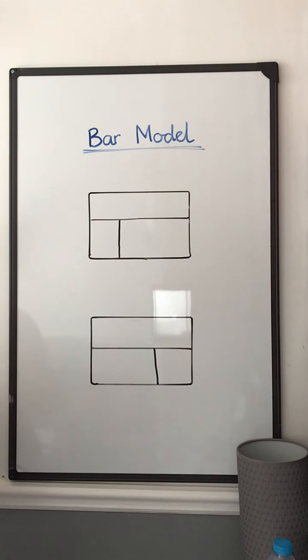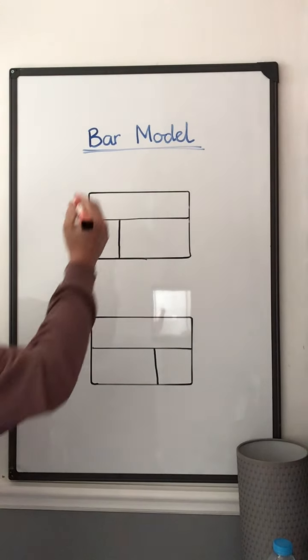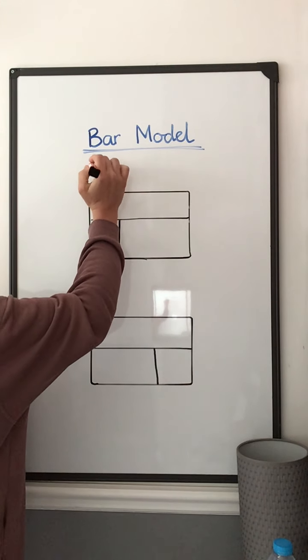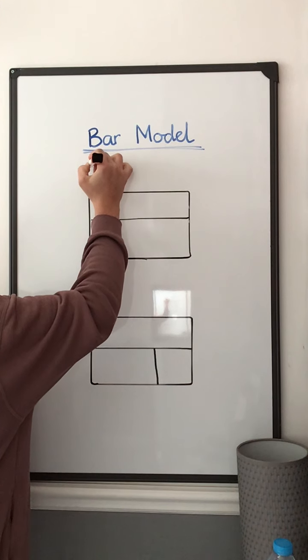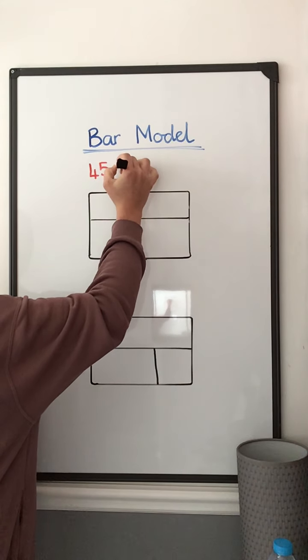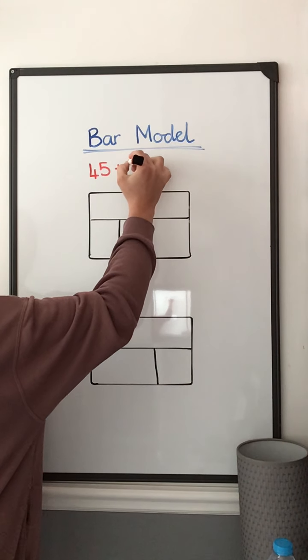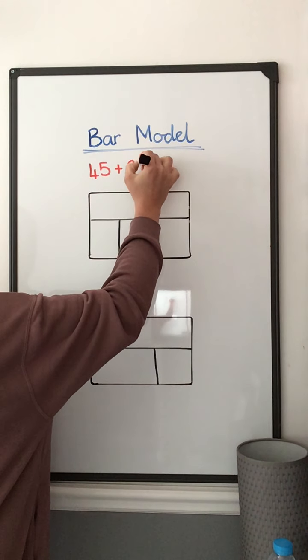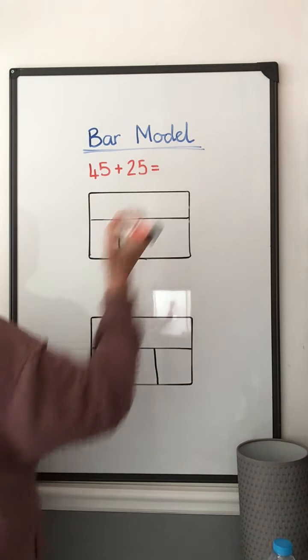Okay, so continuing with our arithmetic, we can also use the bar model as one of our strategies. Now, this is going to be used in different ways. The first way you could use this bar model is for a visual way. So 45 plus 25 equals.